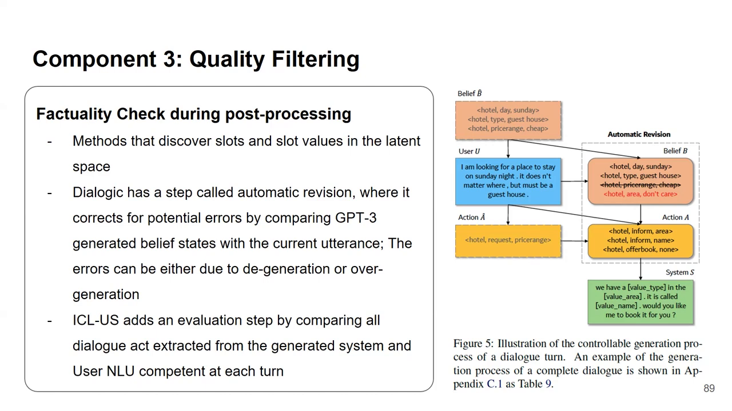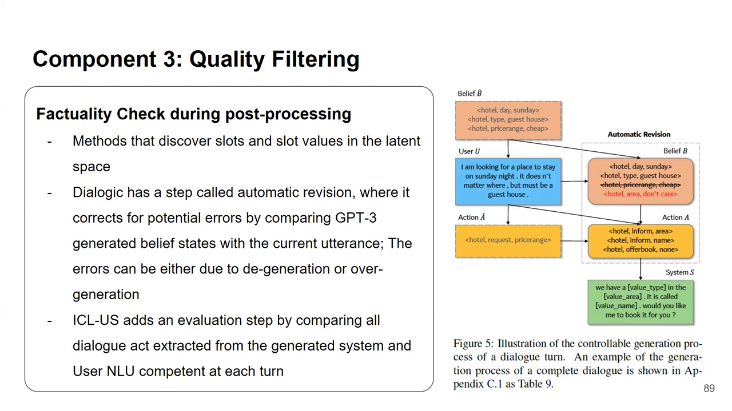So in the dialogue, for example, a method generates a dialogue. They extract the slots and slot values from the dialogues, and then they check with, for example, a belief state whether we generated more or less. Then they can just eliminate the dialogues that generated much more information or omitted so much information that the user goal cannot be achieved. And ICL US is a good example of how it does it.